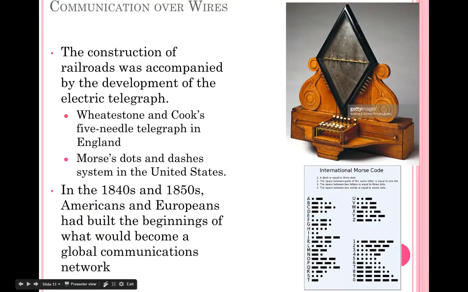All right, so moving on. Speaking of communication, which industrialization leads to better communication, you have the introduction of the telegraph. Two systems of telegraphy were invented in 1837: the Wheatstone and Cooke five-needle telegraph in England and Morse's dots and dashes in the US. In the 1840s and 50s, Americans and Europeans had begun building what would become a global communications network, which will lead to even more impacts in the early Industrial Revolution, which we'll pick up next time.